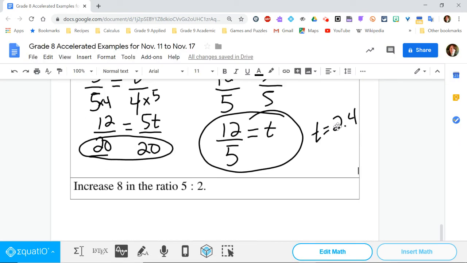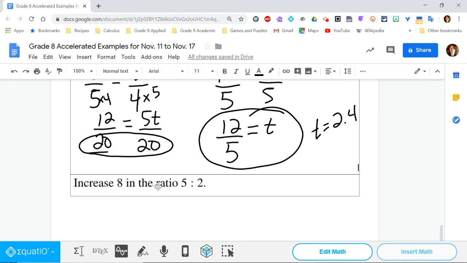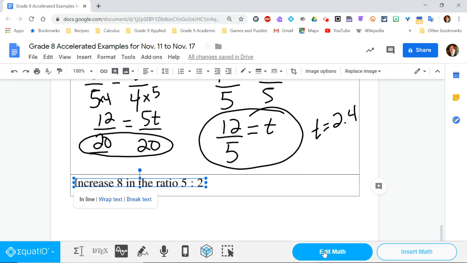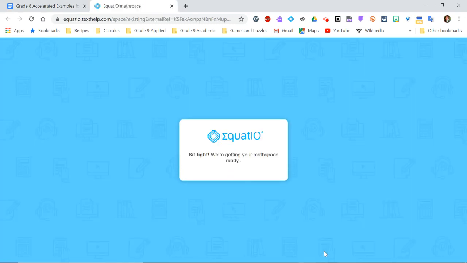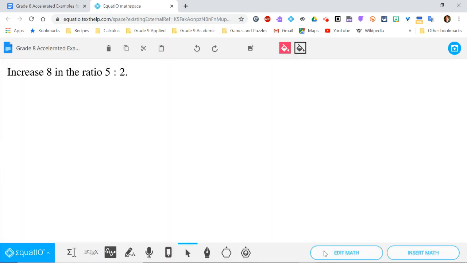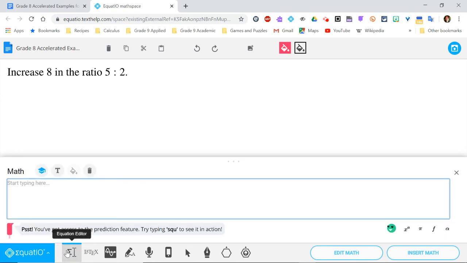Okay, so we have one final question that we're going to look at. In this question right here, it says increase 8 in the ratio of 5 to 2. So I'm going to hit Edit Math. Wait for it to open. Sometimes it can be a little quicker than other times. For this one, I'm going to type it. So it says increase 8 in the ratio of 5 over 2.